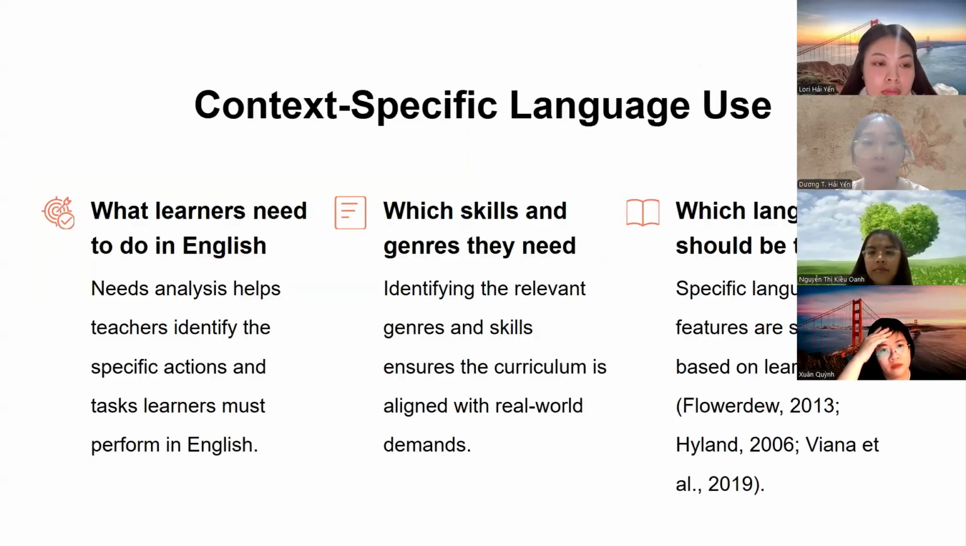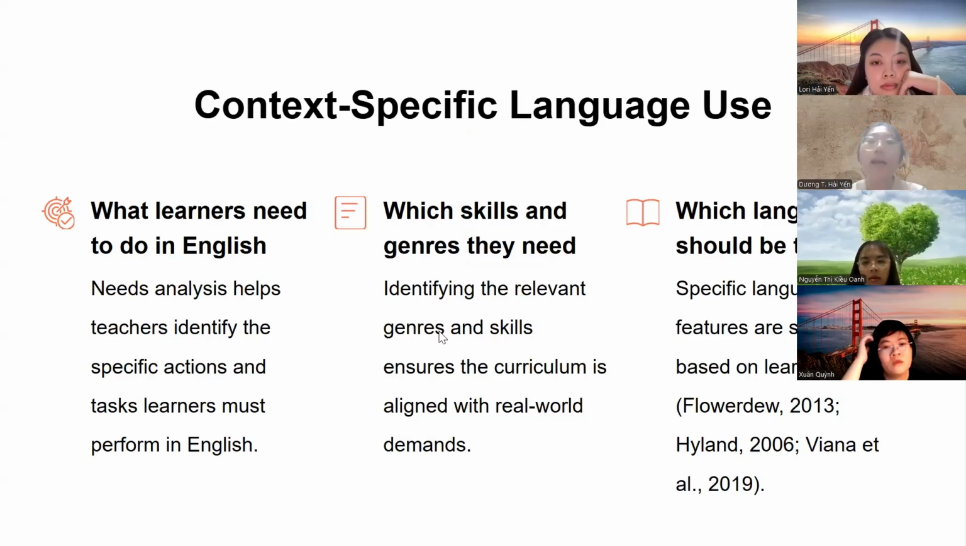So now we move to the first important feature of language in ESP, which is context specific. This means the language taught in ESP depends on the learner's real life context. It depends on what they need to do, where they use English, and why they use it. To decide this, teachers use needs analysis. First, it helps identify what learners need to do in English. For example, they may need to answer emails, read technical documents, or talk to customers.